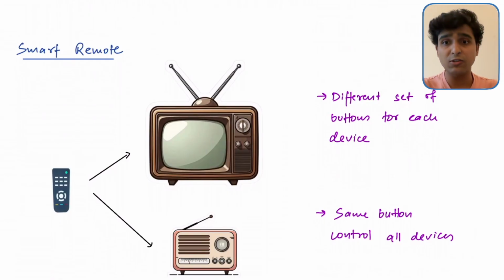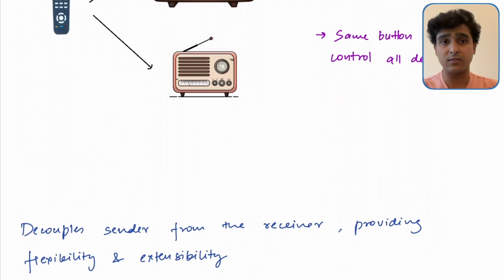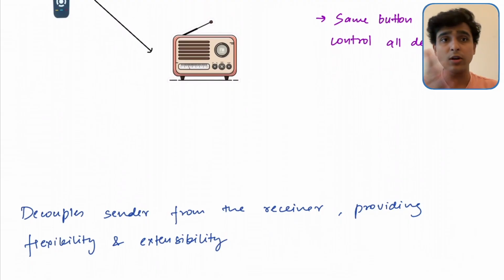But how do we achieve that? When you press a button on a remote, how can it issue a command to a TV, and sometimes to a radio? It means there is some sort of interface we need in between the remote and the device. So we have to decouple the sender from the receiver. This way we can have flexibility and extensibility. For example, the same button can now be used for new devices.